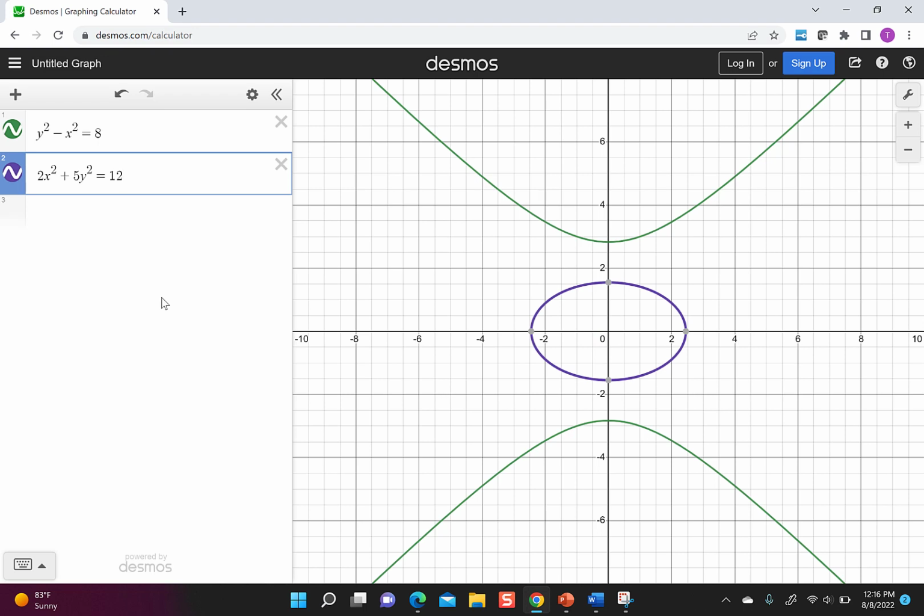And you can see these don't touch. So not parallel at all, right? They just don't happen to intersect. So that's always something that could happen when we have these systems of nonlinear equations.